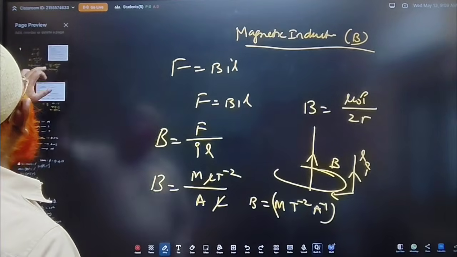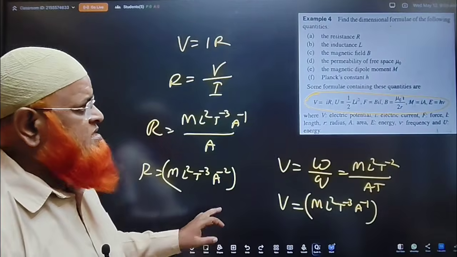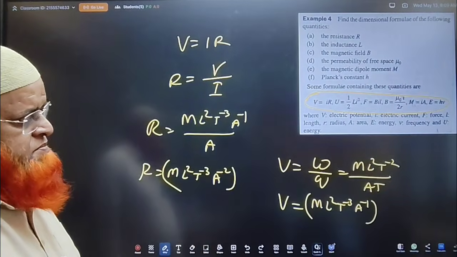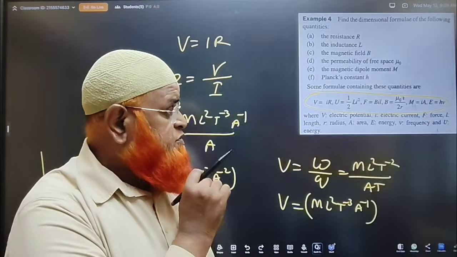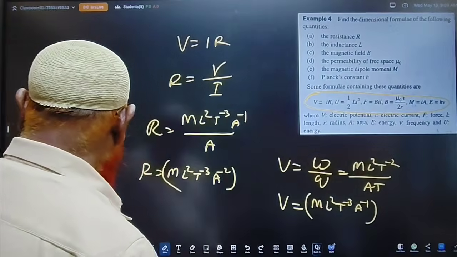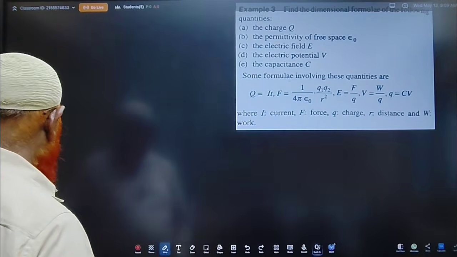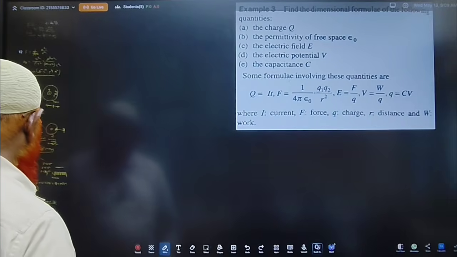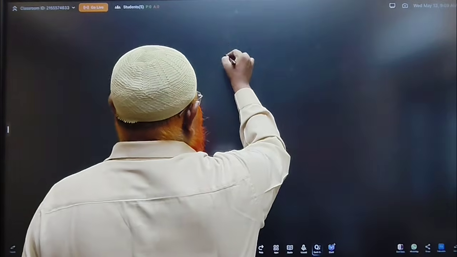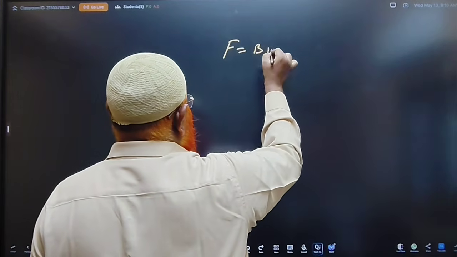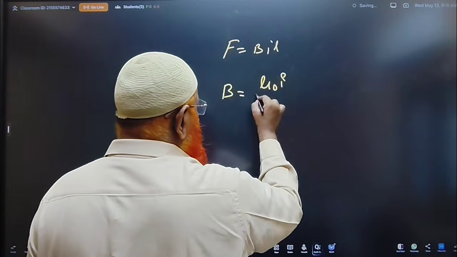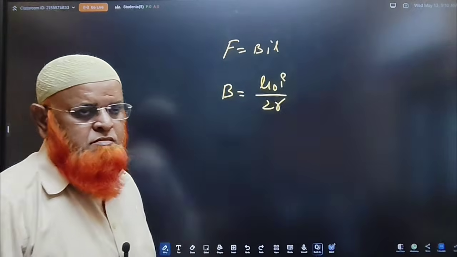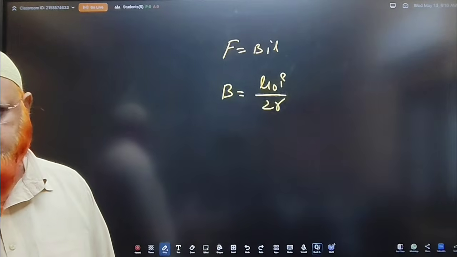So what is going to be the dimensional formula for the next thing, permittivity? Epsilon naught is different from mu naught. See, the dimensional formula for mu naught. I have to find out the dimensional formula for B. How am I going to find it? It is very simple. First, F is equal to BIL, and I want to find the dimensional formula for mu naught. So mu naught I by 2R. What is this formula actually?